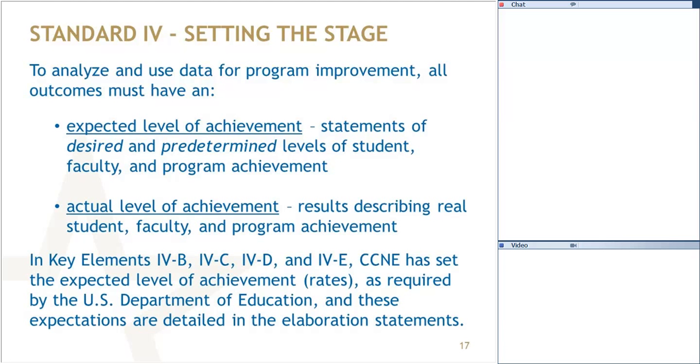I'd like to make one comment. A lot of the examples we gave were percentages. You know, 50% will do this, 100% will do that. But you don't have to have a percentage. CCNE doesn't say that you have to necessarily have a quantitative expected level of achievement. So you could have qualitative expected levels of achievement too. So I'll just give you a couple of examples. A school might have as a program outcome that they want to achieve regional recognition for something, or they want to be ranked nationally at a certain level.